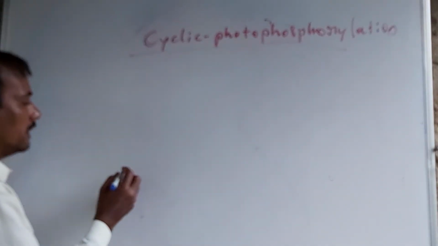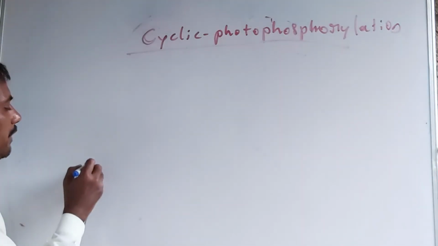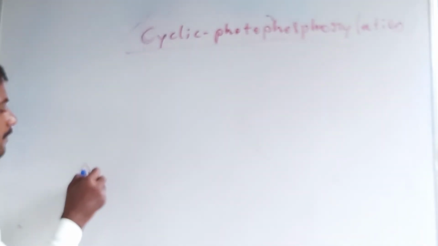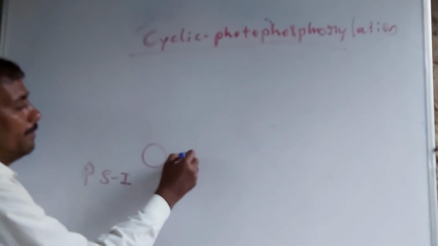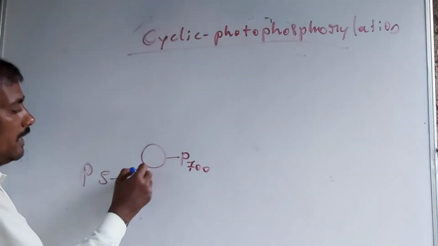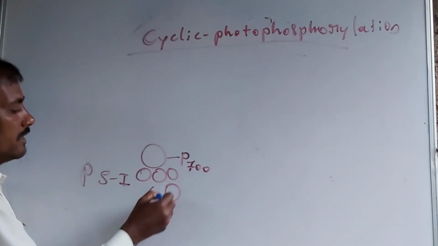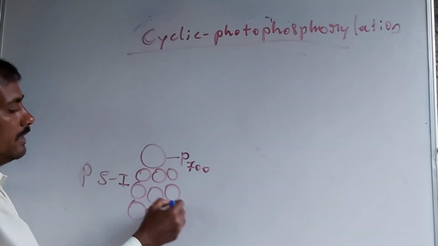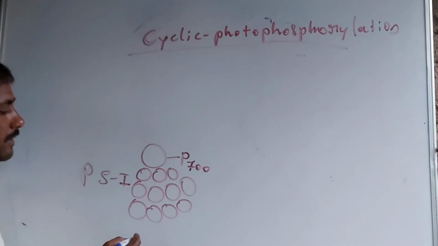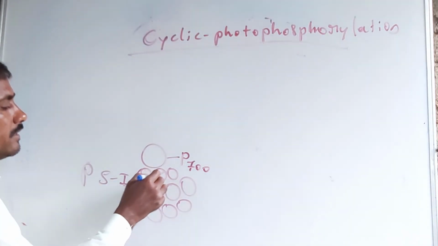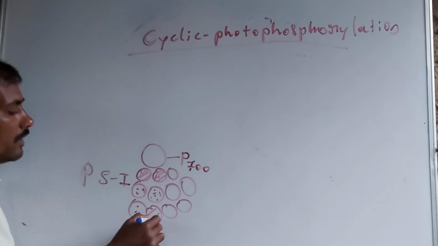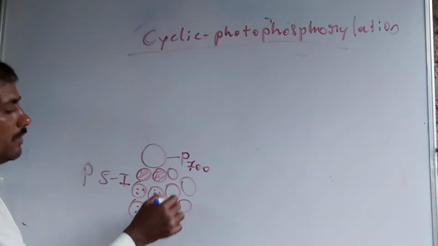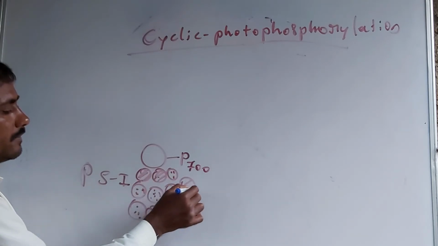Cyclic photophosphorylation involves the pigment system first. The reaction center of the pigment system first is P700, and a number of accessory pigments, that is light harvesting pigments, the xanthophylls, the carotenes, are also present like this.